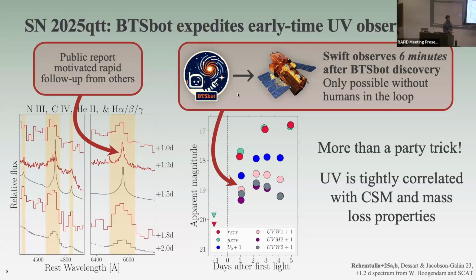The UV light curves, especially the rise, which we caught here, are very tightly correlated with the CSM and mass loss properties of the progenitors. This is information that we usually cannot get because we're just a little too slow. And so accelerating the workflows with this allowed us to capture this data and get a much better handle on modeling it and learning about the astrophysics of the progenitor.